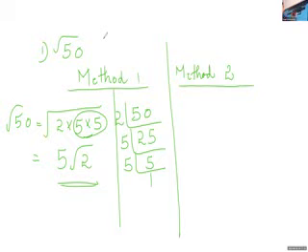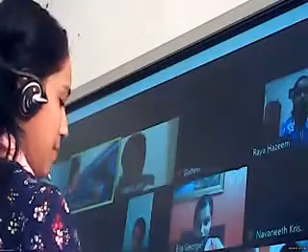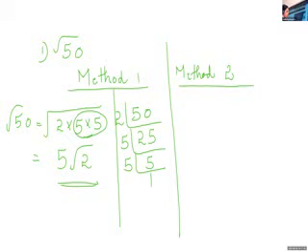Now the method 2 is, okay, how it is coming like this. Can you see the board now? Yes, ma'am.